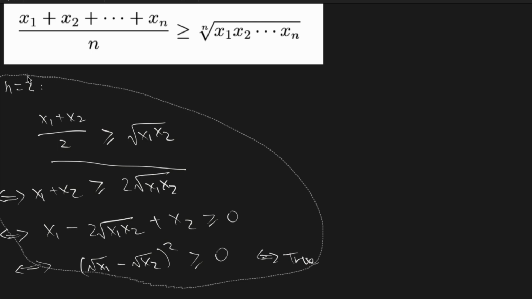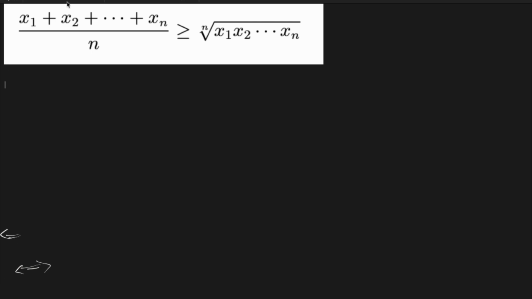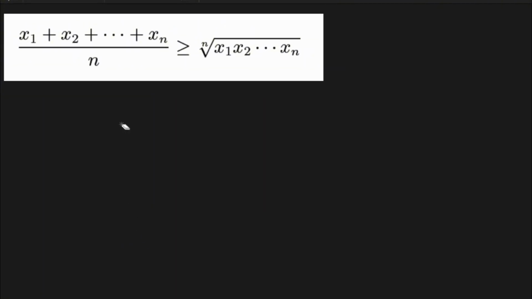And after we've proved the case for n equals 2, we now want to work on the general case for n. And what we can do is we will start by making a little bit of a simplification. What I mean by that is that we can assume that their geometric mean is 1.